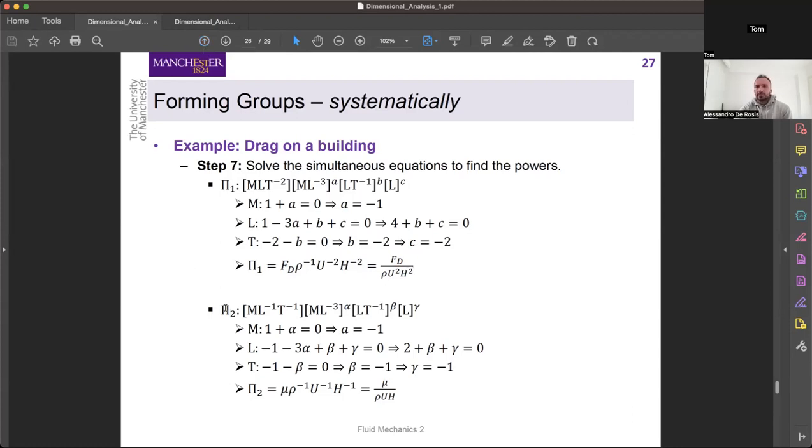Pi two, you play exactly the same game. So you have the viscosity, density, velocity, height. Mass, here is to the power one, here is to the power alpha. One plus alpha equal to zero, alpha equal to minus one. The length, here is to the power minus one, here minus three alpha, here to the power beta, gamma, minus one, minus three alpha, plus beta, plus gamma, equal to zero. Time, minus one, minus beta. You obtain again alpha, beta, gamma, you substitute and you obtain pi two, which is one over the Reynolds number.